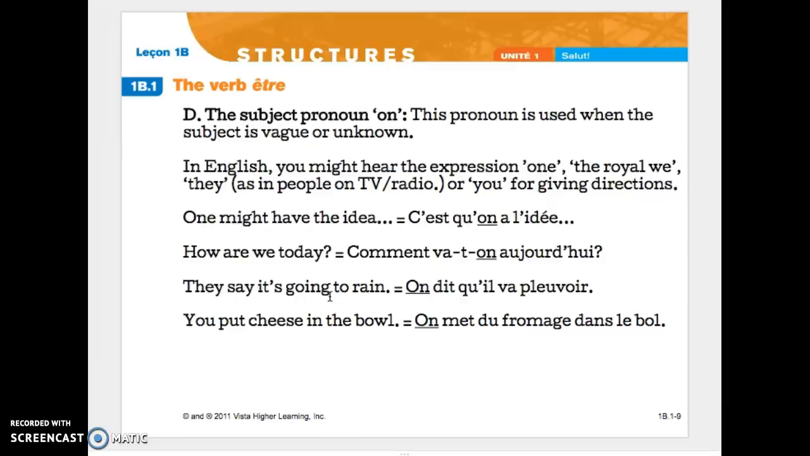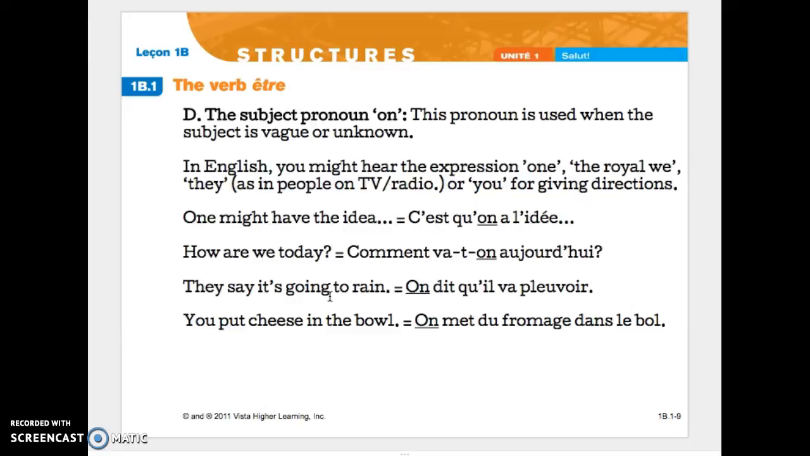Section D, the subject pronoun on. Here's a little bit more of an example. It's used when the subject is vague or unknown. So in English, you might hear us say things like one. One would think that that's a good idea, etc. The royal we is kind of like when two people are saying something, but only one person is really saying it, and the other person is saying, oh yes, we think that this is happening.